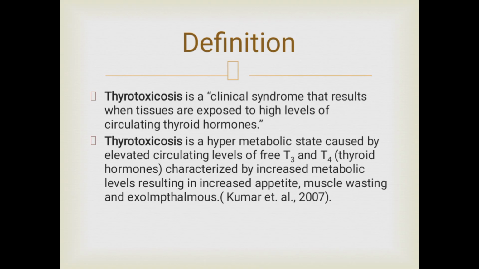So now, going back to our condition, which is thyrotoxicosis, how can we define thyrotoxicosis? By definition, it is a clinical syndrome. If we mention a syndrome, we are saying a group of signs and symptoms coming up together, there are a lot of them. So thyrotoxicosis is a clinical syndrome that results when tissues are exposed to high levels of circulating thyroid hormone. It is a condition that arises when the tissues of the body are exposed to high levels of circulating thyroid hormones.